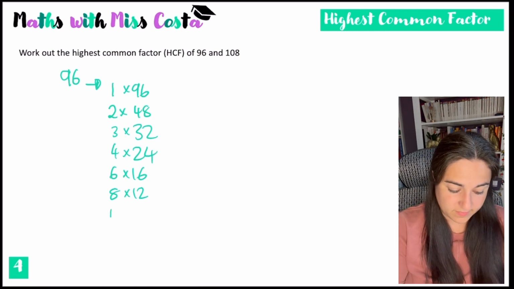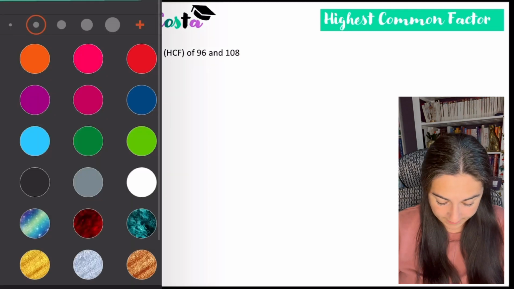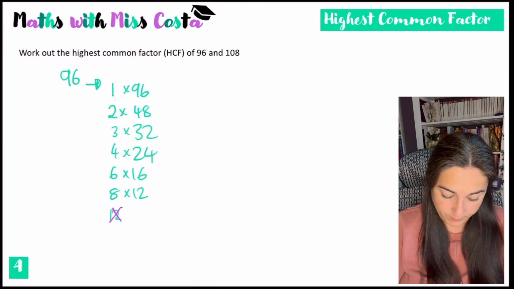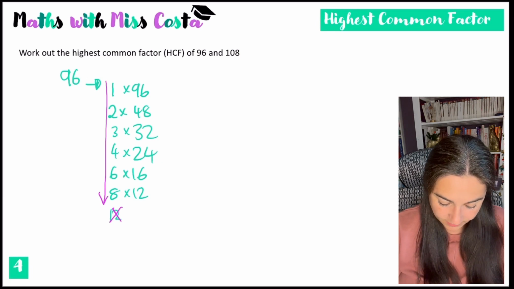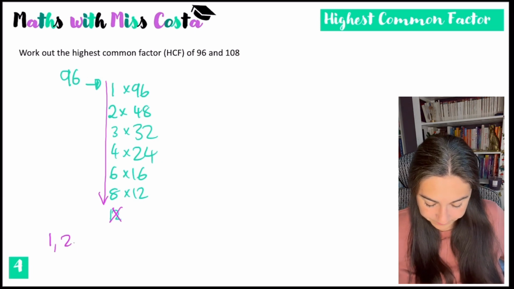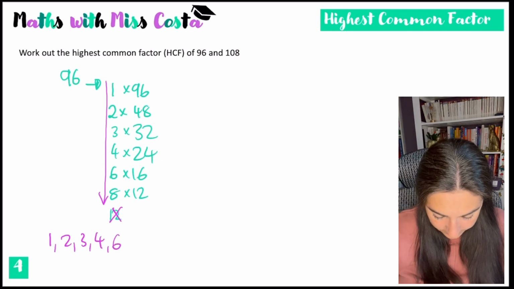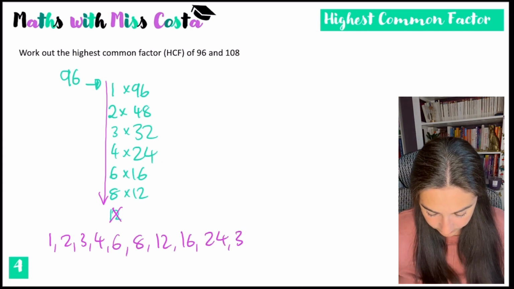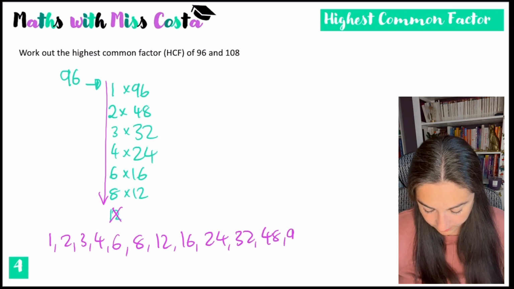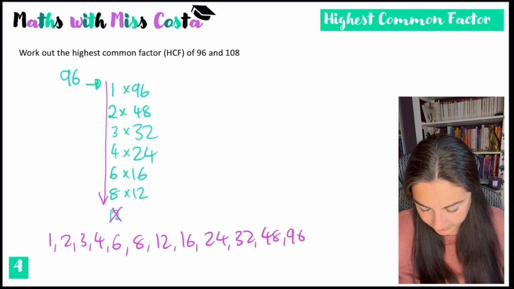11, nope. And then we're back to 12. Okay, so we know we've exhausted all our numbers. So the factors of 96 are 1, 2, 3, 4, 6, 8, 12, 16, 24, 32, 48, 96.